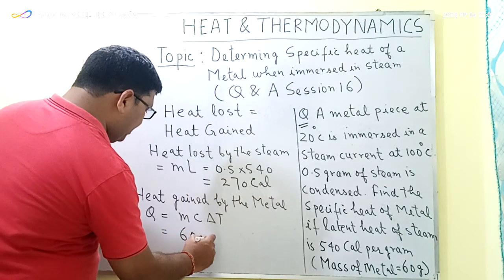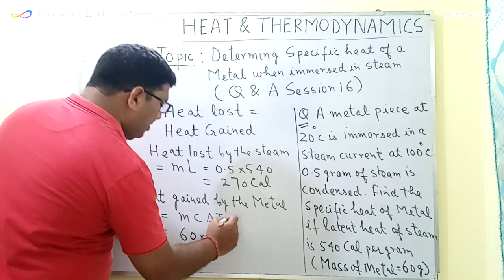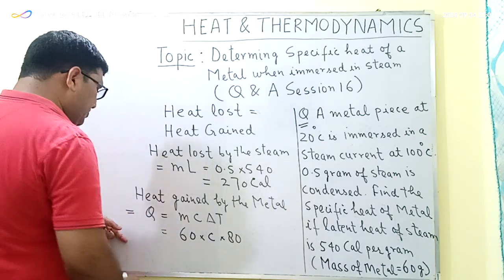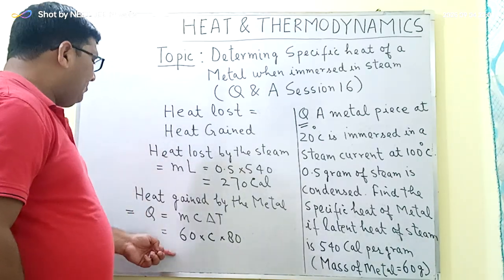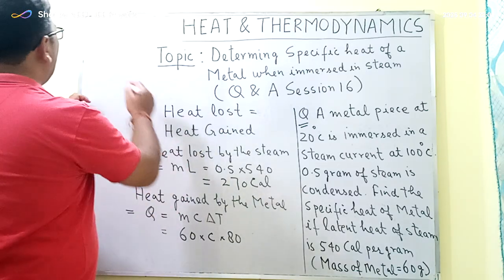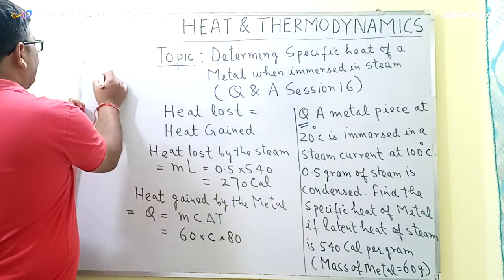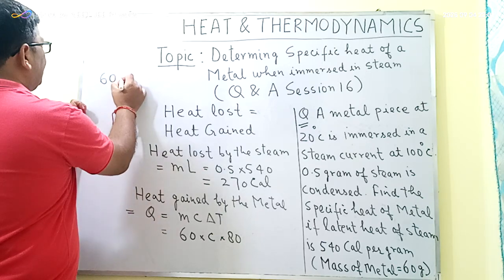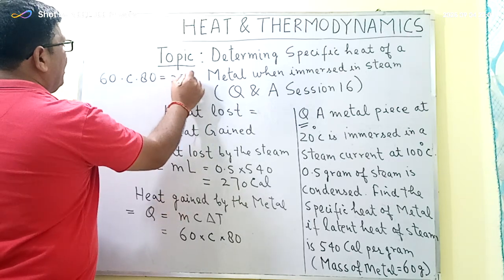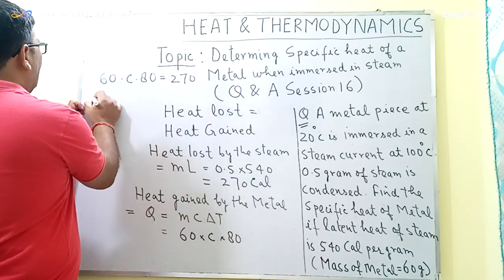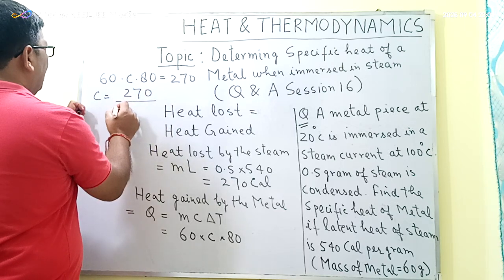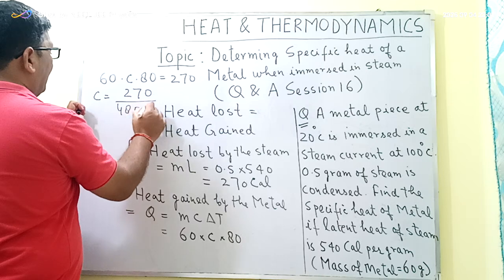So this is equal to 60 into C into delta T, which will be 100 minus 20, which is equal to 80 degree. So this is the amount of heat gained by the metal, and heat gain will be equal to heat lost. So 60 into C into 80 will be equal to 270. So from here, C will be equal to 270 divided by 4800.